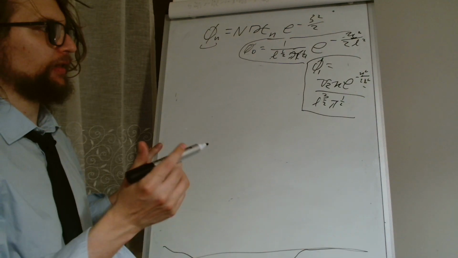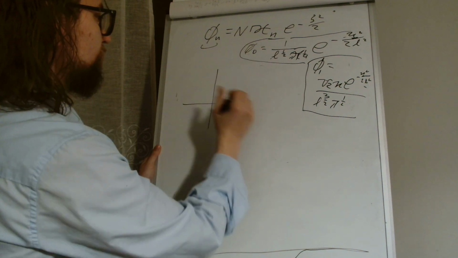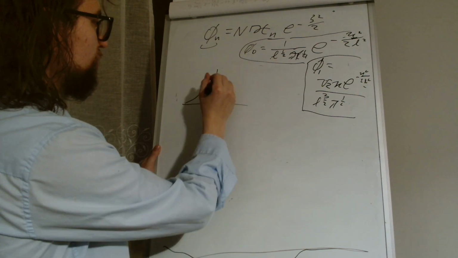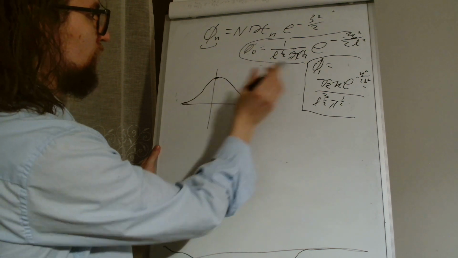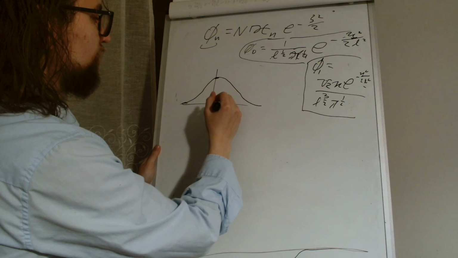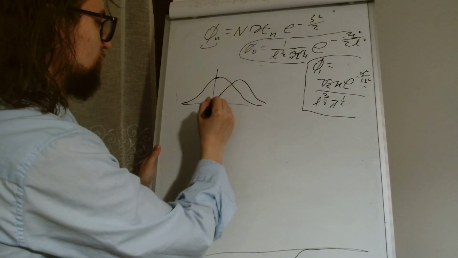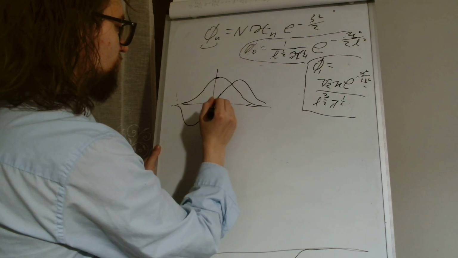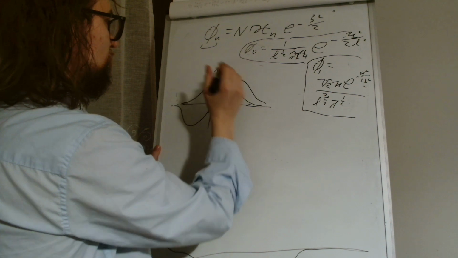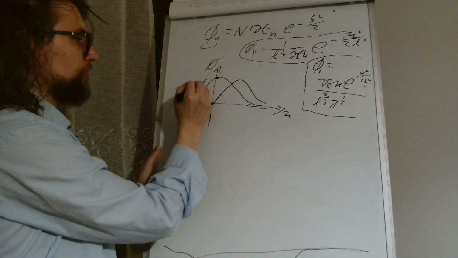So it is easy to plot the solutions. For phi 0 we will have something like this, and for phi 1 we will have this anti-symmetrical function, which passes through the origin. So this is phi 0 and phi 1.